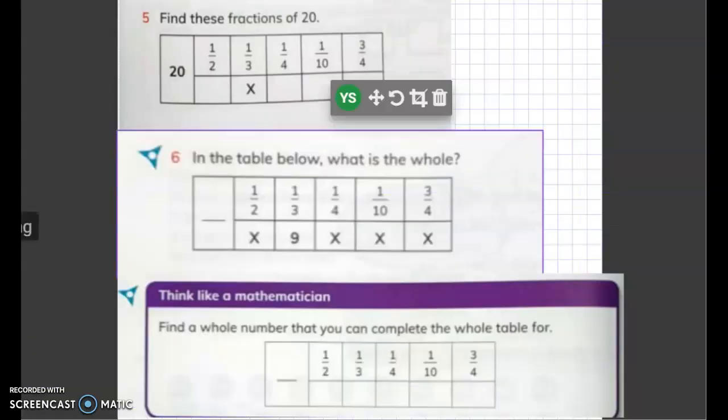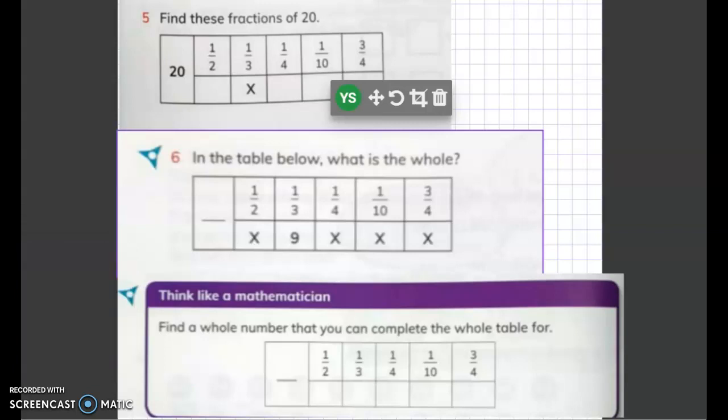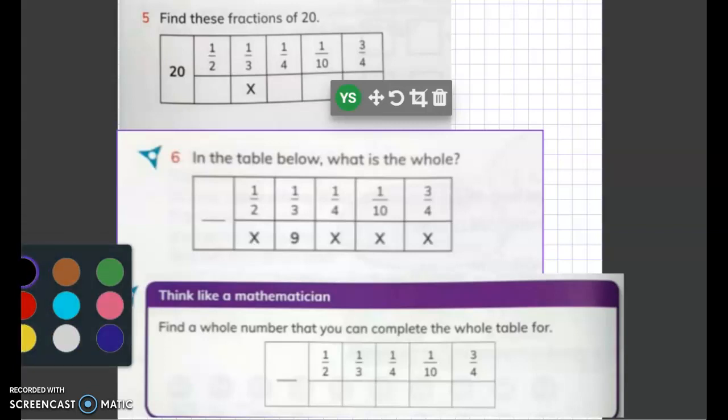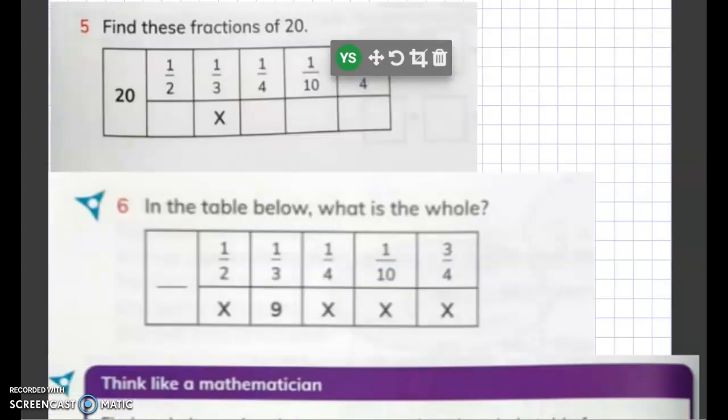So I want you to take note of these next few questions. Question 5, question 6, and think like a mathematician. These questions are quite related. Now I want you to see the relationship between them in the table. Now take a look at this one. As you can see, it says find these fractions of 20. So we have to complete the table.